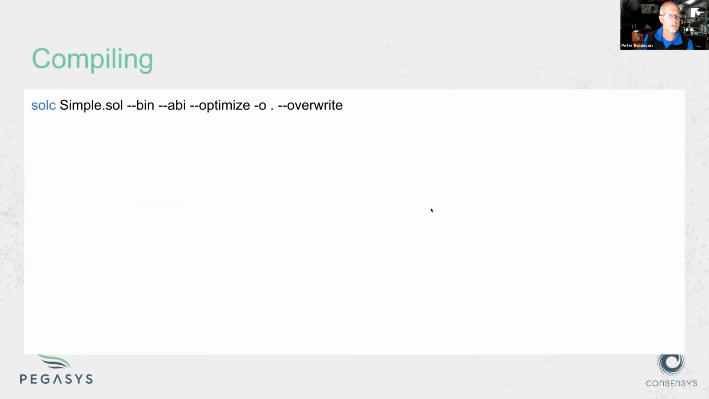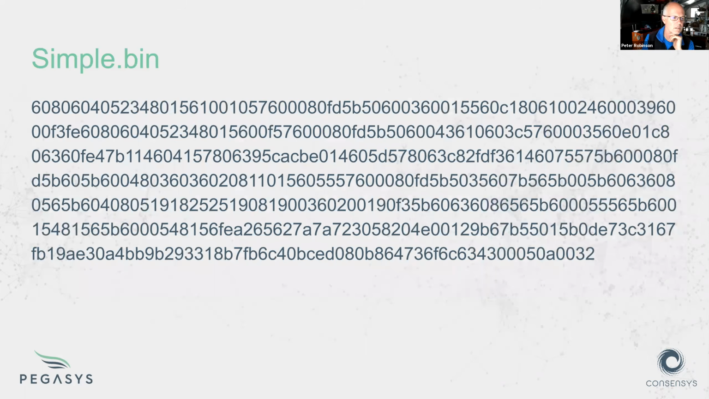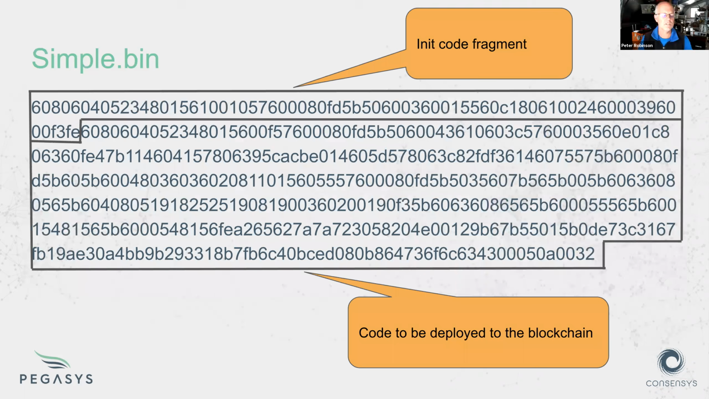You compile the code to produce the .bin file, and you get something like this. In this code, you've got the init code fragment and the actual code to be deployed. It doesn't necessarily have to be this arrangement, but for Solidity it is.